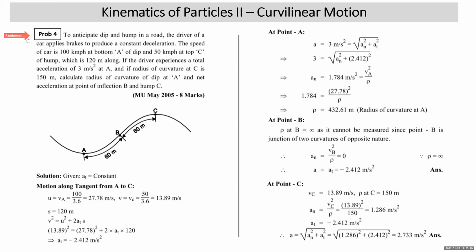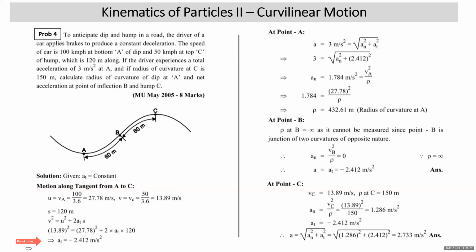Well, students, in this problem, since at is constant, it is given, we can apply equations of rectilinear motion. I mean, you can consider the motion along the tangent from A to C, and equations of rectilinear motion can be applied. So I have written the heading, motion along tangent from A to C. Initial velocity at A is 100, so 100 upon 3.6, 27.78. Final velocity at C is 50 upon 3.6, 13.89. Distance along the curved path is 120 meter. So we apply v square is equal to u square plus 2 at s. v is 13.89, u is 27.78, and s is 120. So you get at, and at comes out to be minus 2.412.